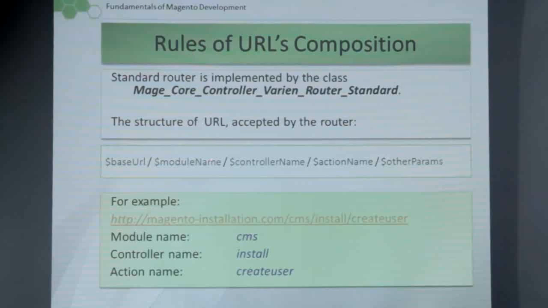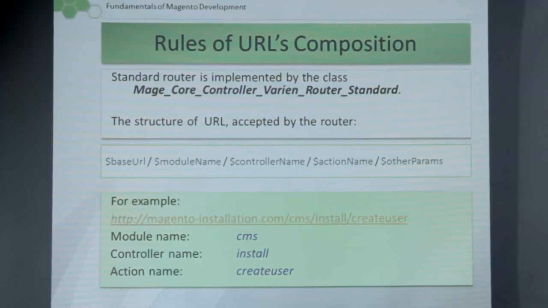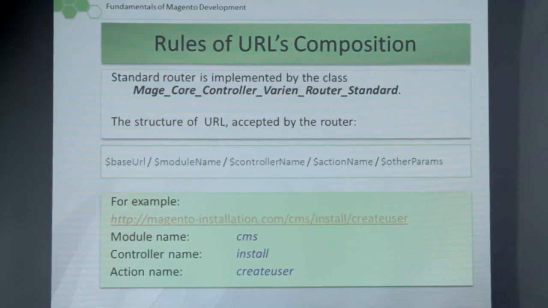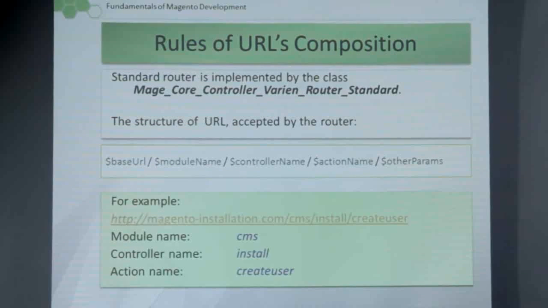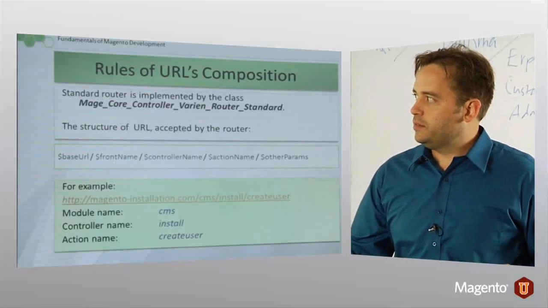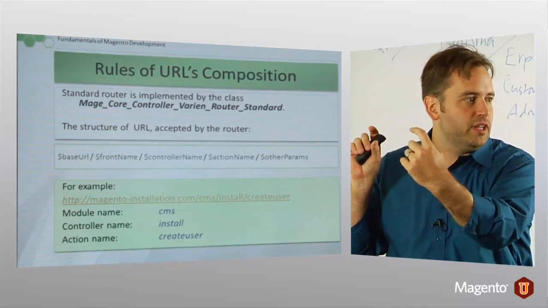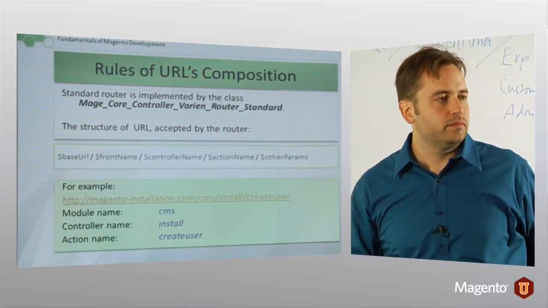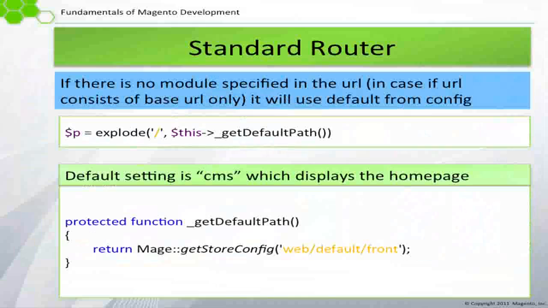Actually, let me go back here. This module name here, really, that should be front name, because that's what it's called. That's the actual configuration node in Magento. I'm going to change that. We're dealing with the module here, but what you will actually see, the actual node in the configuration, is called front name. So that's why I made that change. All right, and what we're talking about here is what happens at that default URL, at that base URL with no front name specified.